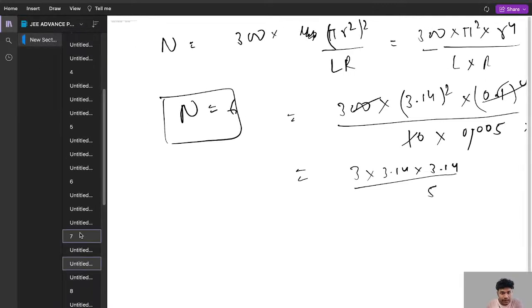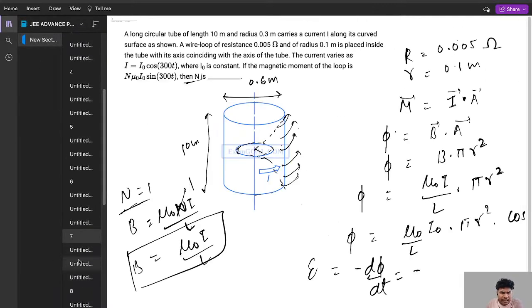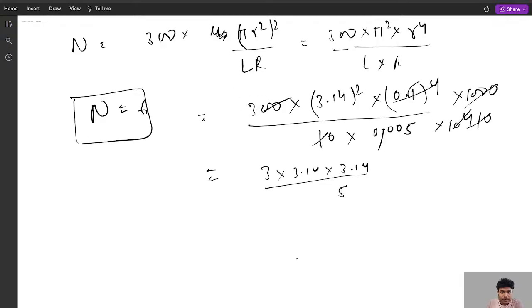Okay. Nearest integer. We have to return the nearest integer only. Okay. Let me calculate this. Please wait, guys.